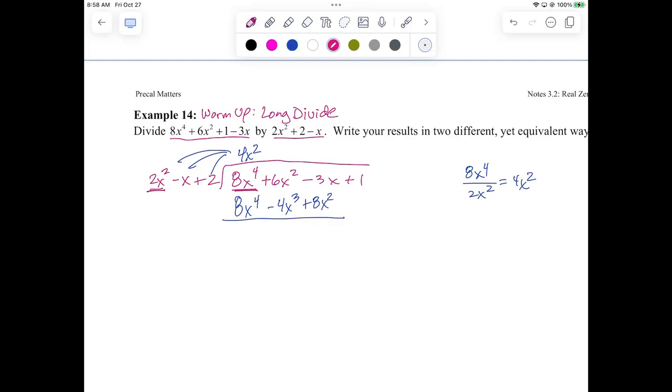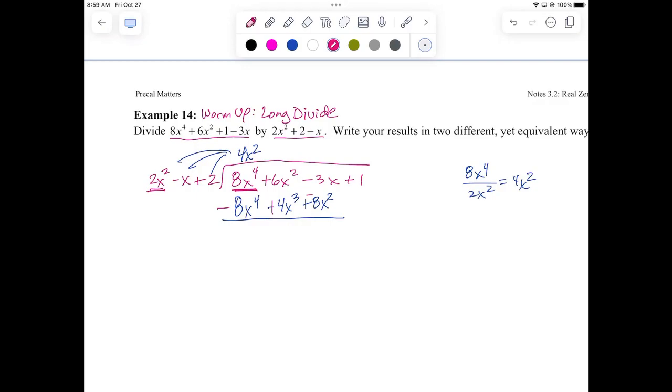Okay, now I draw the line and I flip all the signs because I'm subtracting. So that becomes negative, that becomes positive, that becomes negative, and I add like terms vertically. And that's the important thing. I have to add like terms. So the 8x to the fourth should cancel. By design, that should always be the case.